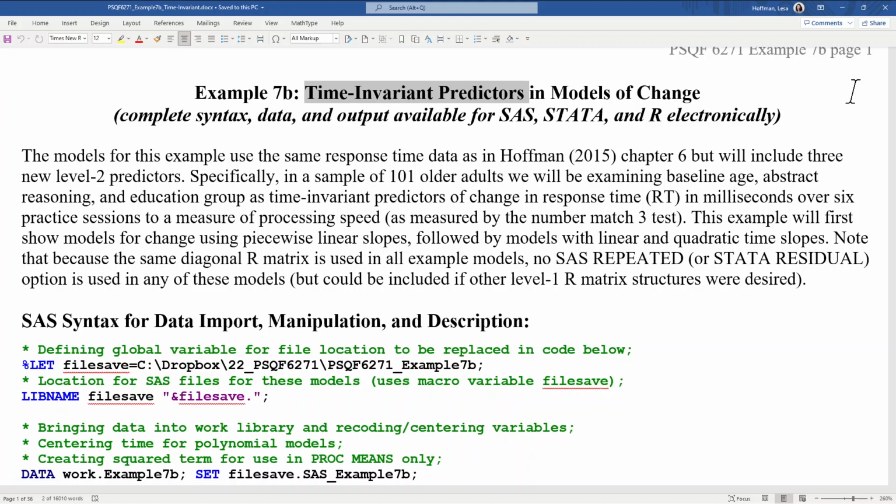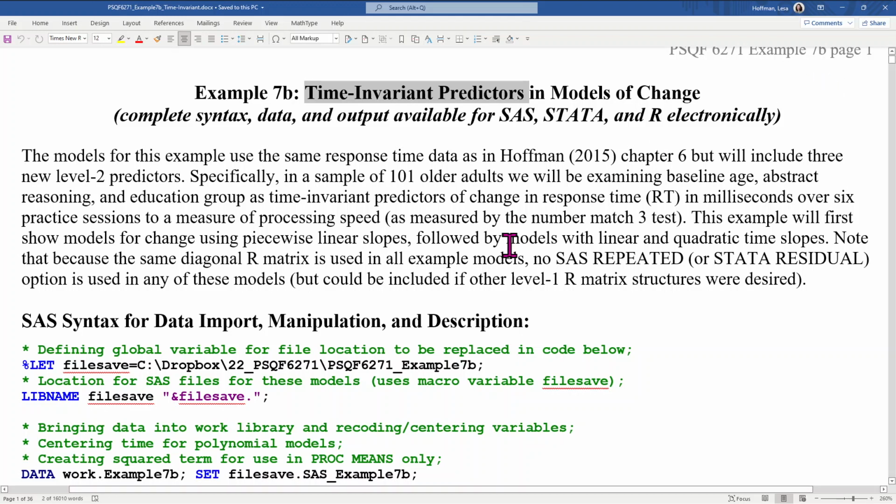These 6 sessions happened over a 2-week period. So even though these are older adults as the subjects in this example, they are not aging per se over a 2-week period. So age is going to be one of our time invariant predictors, and the other is going to be abstract reasoning, which is an indicator of fluid intelligence.